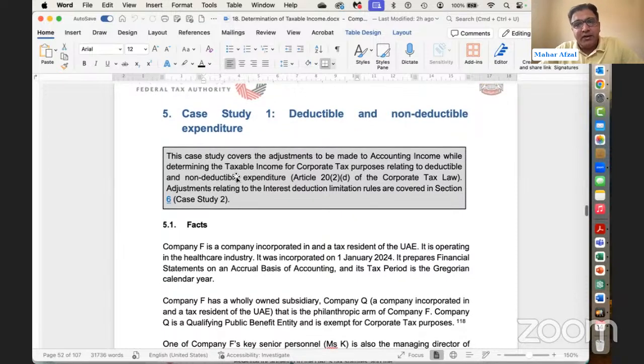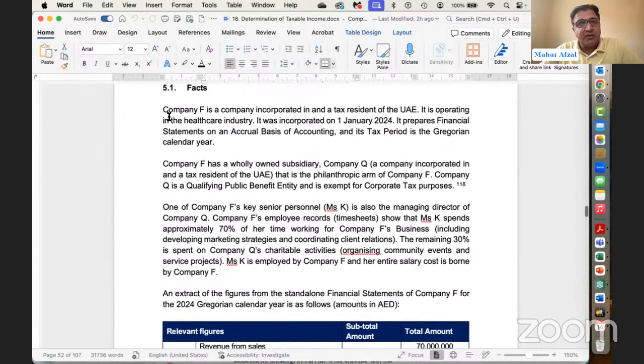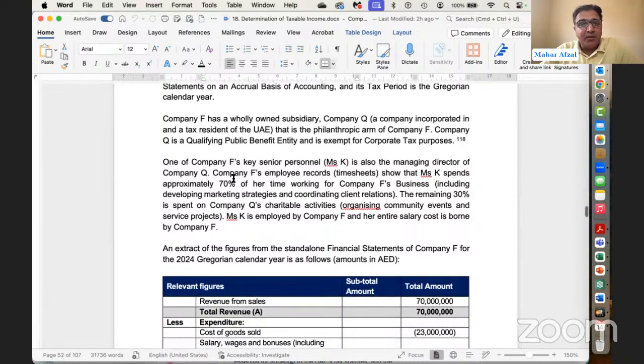First case study, deductible and non-deductible expenditure. If you are going through this case study, you can go through this. This is a company F, a UAE company, a wholly owned subsidiary of company Q. One senior personnel: 30% of the time goes to non-business use, and 70% to business use.